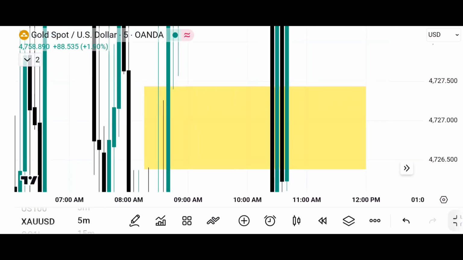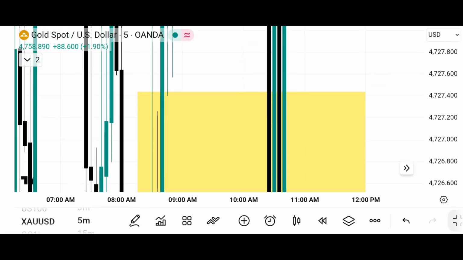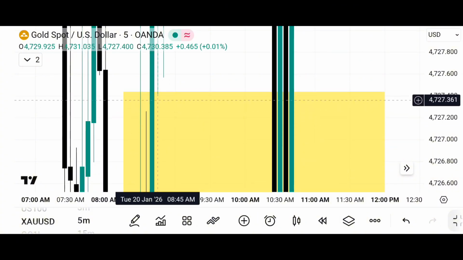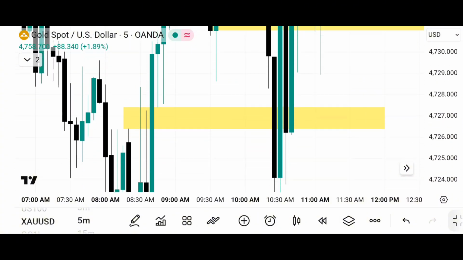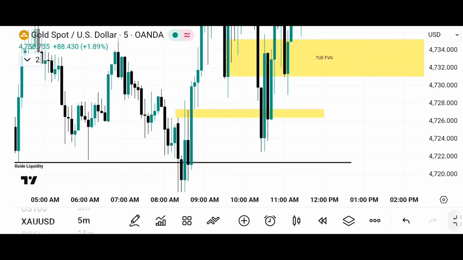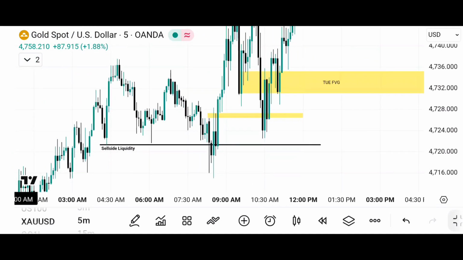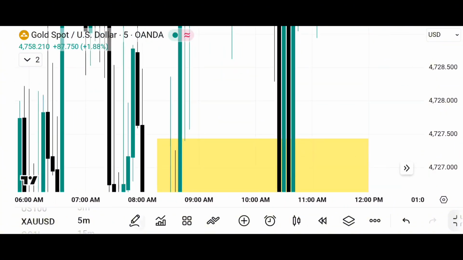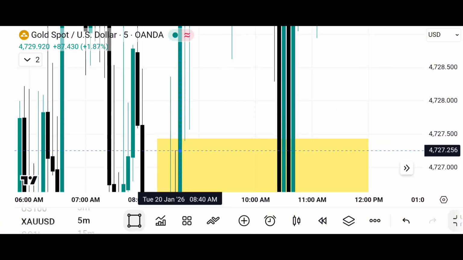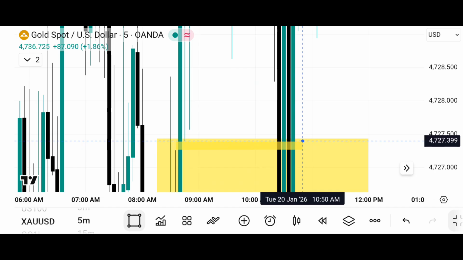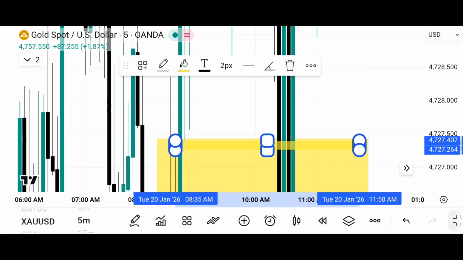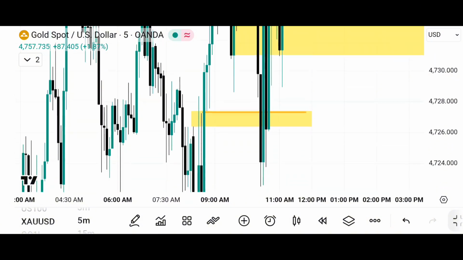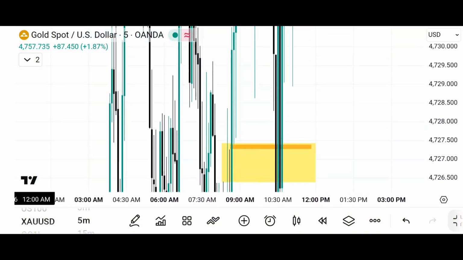Now you see, on the 5-minute time frame, the fair value gap that was created was very small. You can't really see it clearly if you zoom out. You can't really see it clearly until you zoom in. That's when you see the fair value gap. It's very small. This is the 5-minute fair value gap, colored with orange.